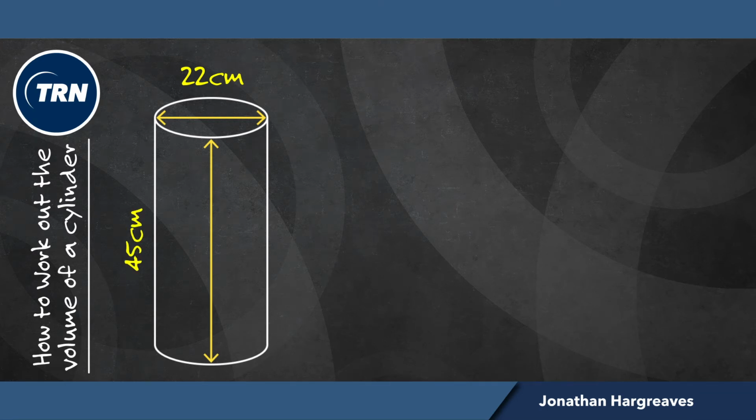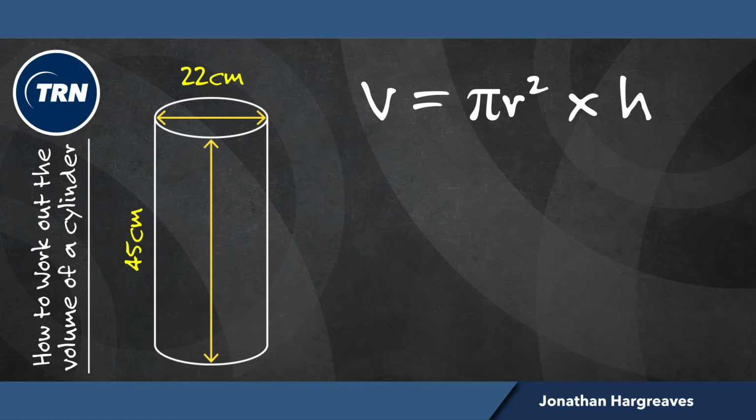So let's translate that into a measurement using our formula. V is volume, as I said earlier. Pi, a mathematical constant that is measured as 3.14. R we know to be 11 and squared, so we multiply 11 by 11, and the height is 45 centimeters. So let's get to it. Let's use these measurements. 11 times 11 is 121.